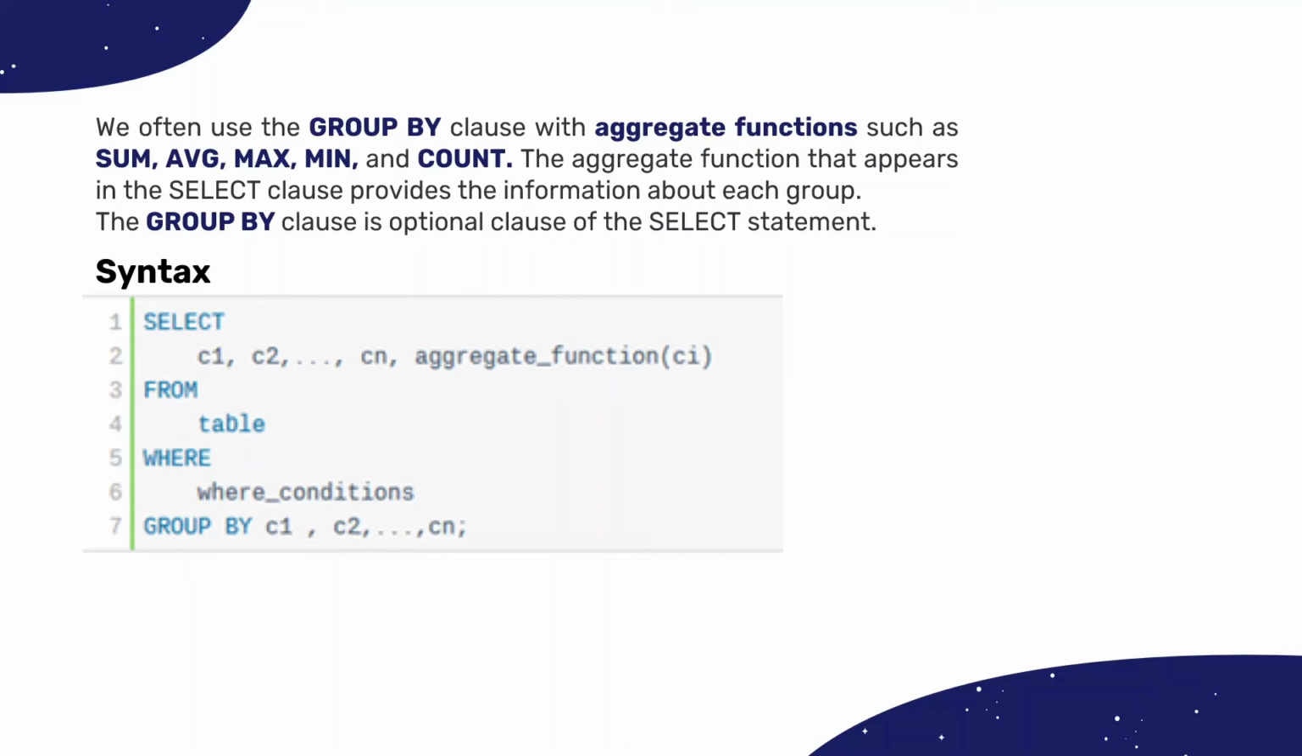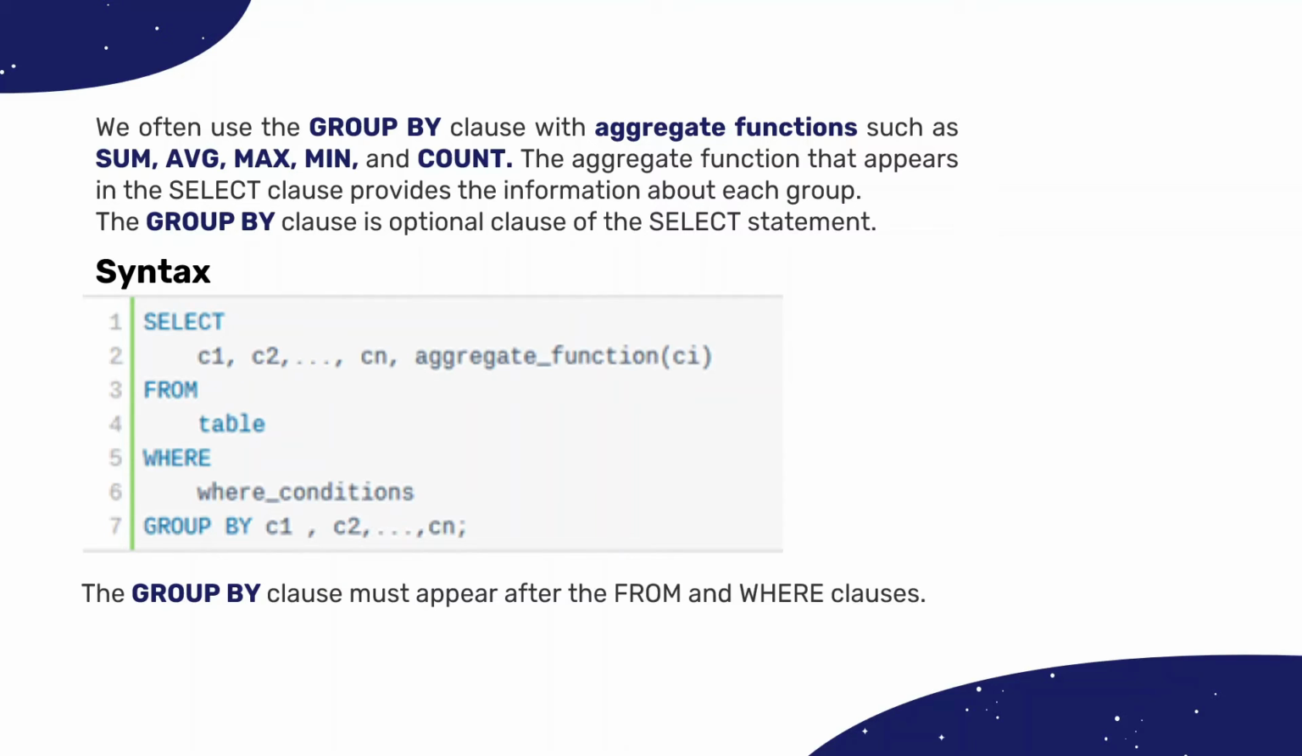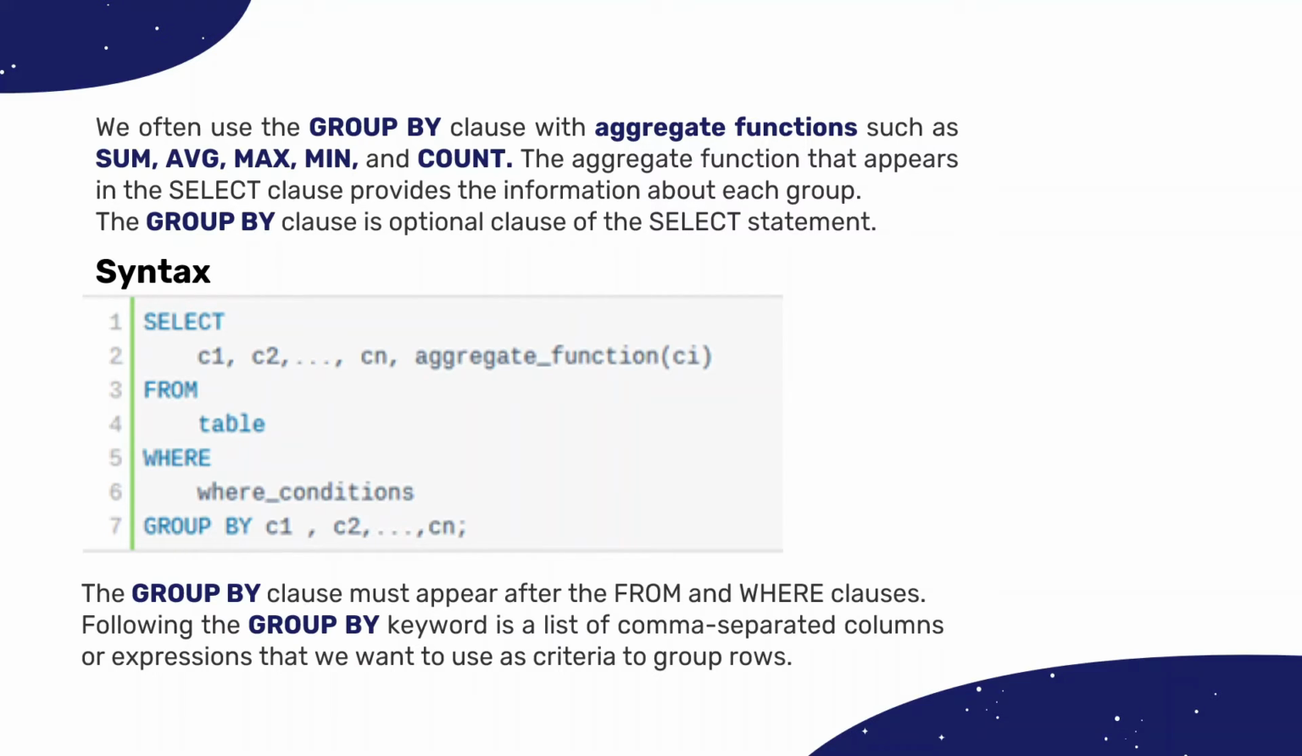SELECT C1, C2, until Cn are the columns. And then aggregate function, we can use an aggregate function with the GROUP BY clause. And then FROM table, WHERE, and then we specify the condition. And then GROUP BY, and then we specify the column. The GROUP BY clause must appear after the FROM and WHERE clauses. And following the GROUP BY keyword is a list of comma-separated columns or expressions that we want to use as criteria to group the rows.